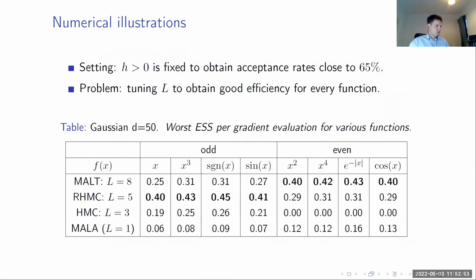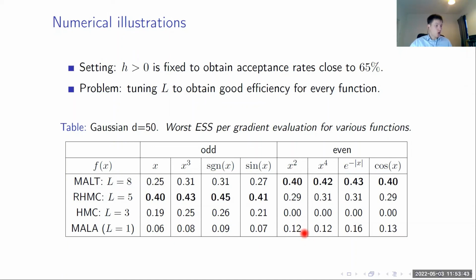Right. So finally, we illustrate this discrepancy more generally between odd and even functions, and we look at a slightly different problem where we fix the time step h, and we want to tune the number of steps L to obtain good efficiency for every function. So h is fixed in a way to obtain acceptance rates that are close to 65% or above. And this is the same time step chosen for all of these. And we want to find the L that achieves relatively good efficiency for every function. How do we do it? Well, we did it by simply maximizing heuristically the worst efficiency between estimating the mean and estimating the square.